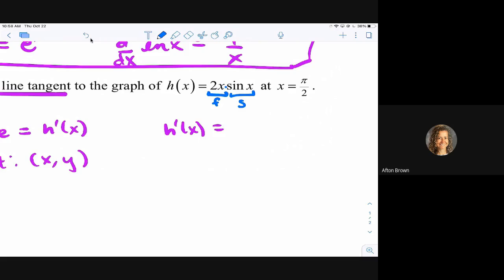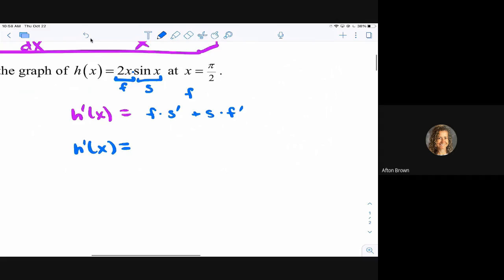Okay, product rule, I'm gonna write it out. Product rule is first times the derivative of the second plus the second times the derivative of the first. So h prime, Michael, can you write all of this out? What will I write for f? 2x. Good. What about s prime? Cosine. Good. And what about s? Plus sine of x. Yes. Good. Perfect. Everybody all right to hear?